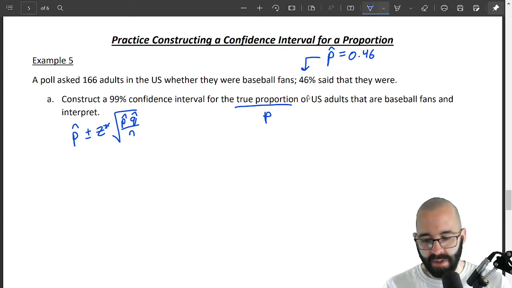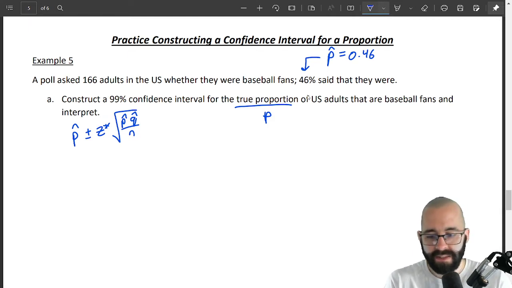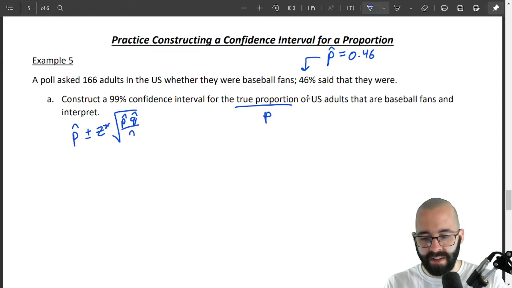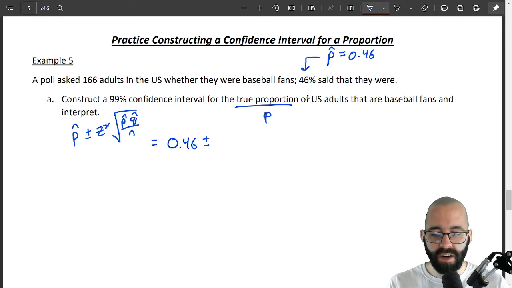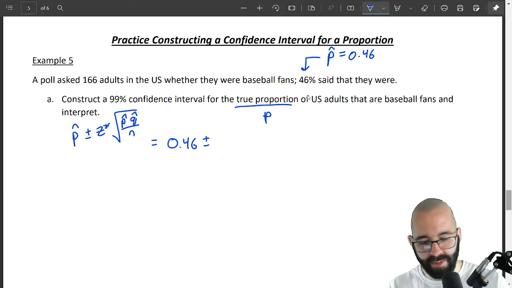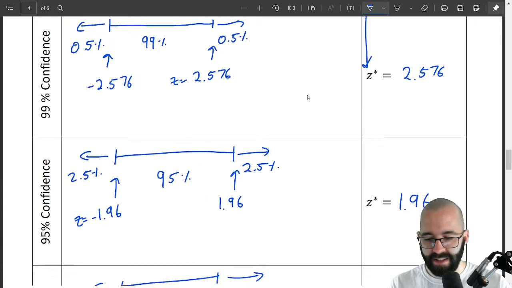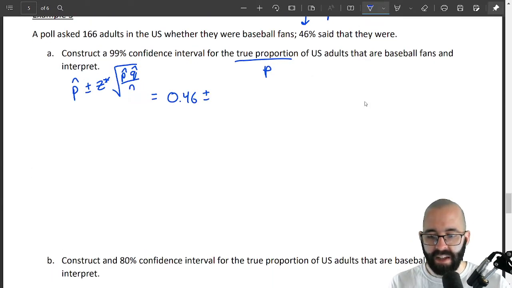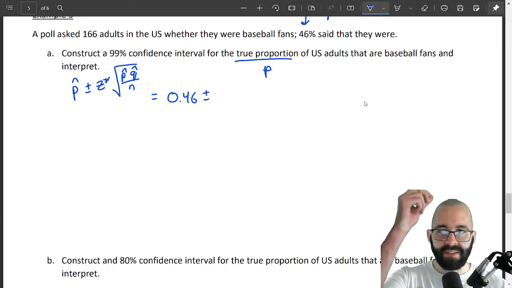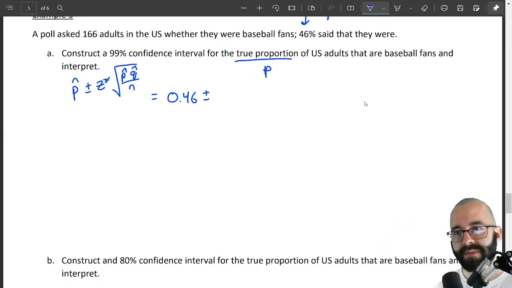Okay, so construct blah blah blah. This is how we find it. So we know some of this, right? P hat is 0.46 plus or minus z star. Z star is the z value. Remember, z value means... I want to make sure I'm consistent. Do we have the asterisk as a superscript? Great. I was making sure that the asterisk goes on top of the z and not on the bottom, depending on our notation.